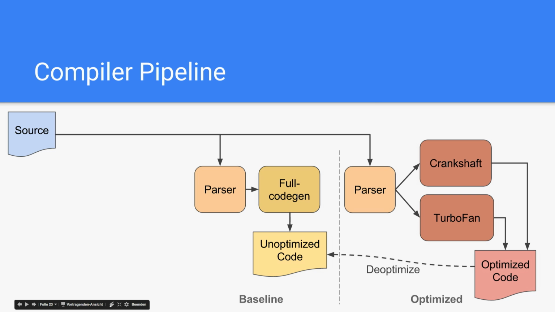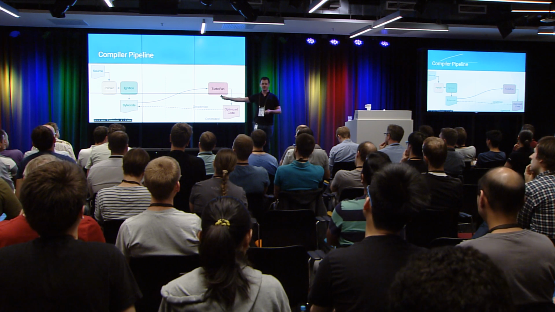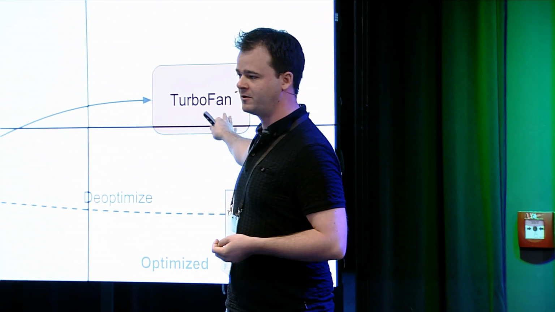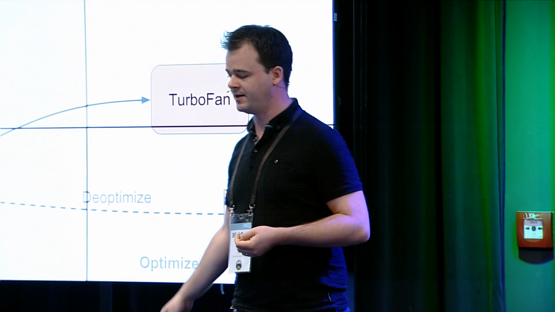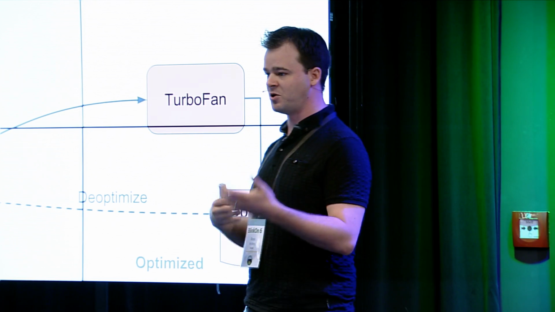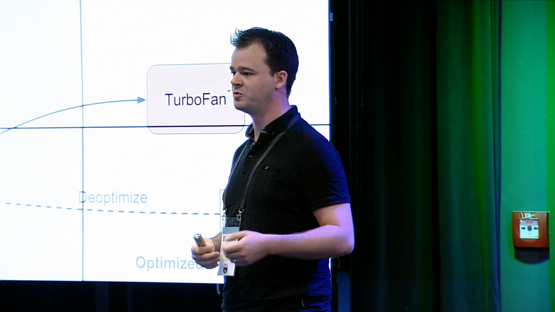So this is what our pipeline looks like now. And this is what we want to move to in the future. So now the source comes into the parser, Ignition generates bytecode based on that source, and then the bytecode is the source of truth for the optimizing compiler, TurboFan optimized code, and it can de-optimize straight back to the bytecode. And because it used the bytecode to generate the optimized code in the first place, it knows exactly how that bytecode would be interpreted.